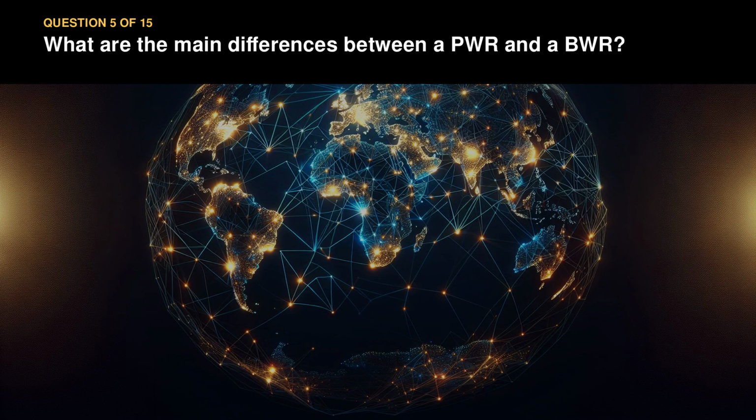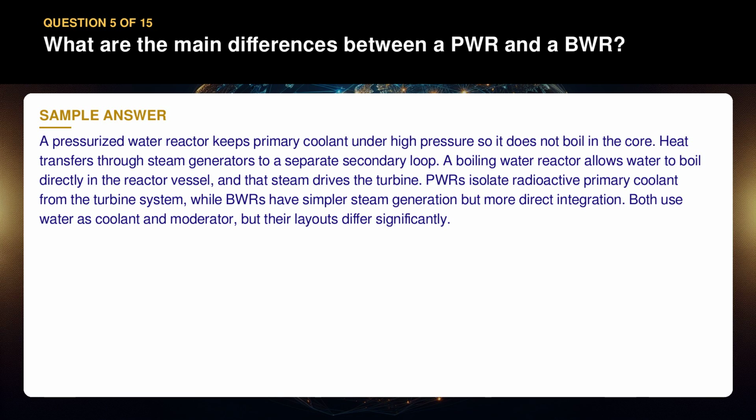Question 5. What are the main differences between a PWR and a BWR? A pressurized water reactor keeps primary coolant under high pressure so it does not boil in the core. Heat transfers through steam generators to a separate secondary loop. A boiling water reactor allows water to boil directly in the reactor vessel, and that steam drives the turbine. PWRs isolate radioactive primary coolant from the turbine system, while BWRs have simpler steam generation but more direct integration. Both use water as coolant and moderator, but their layouts differ significantly.